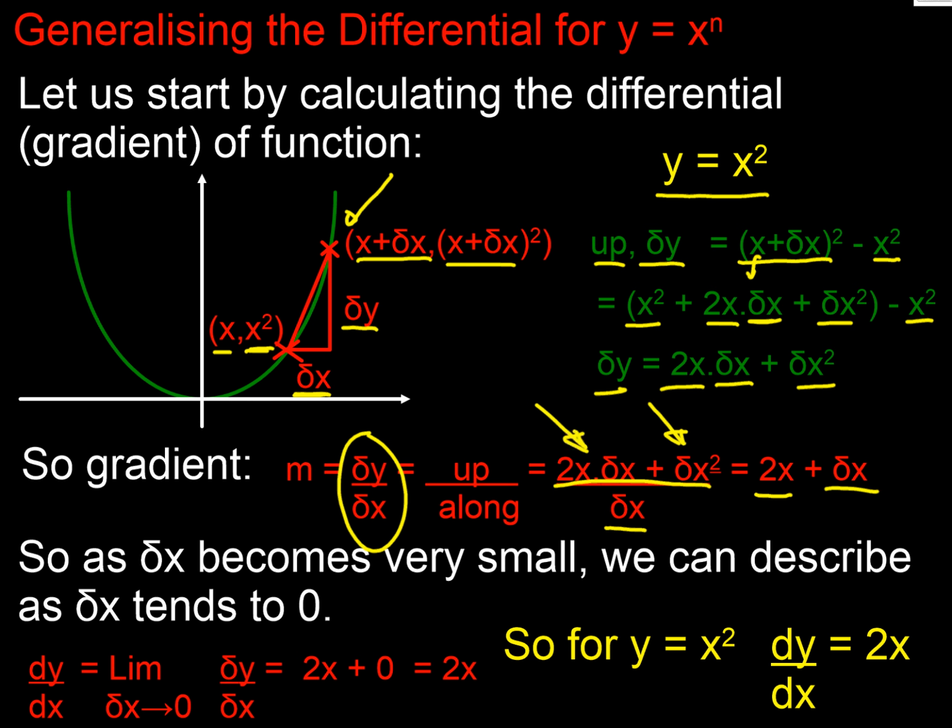Now, we're going to take our idea that we had before. We're going to make this triangle very small. In fact, we're going to make it infinitely small. So we're looking at what happens as delta x tends to 0. So our differential, our gradient, dy by dx, is the limit as delta x tends to 0 of delta y by delta x. Well, our first term remains at 2x, but our second term, which was delta x, becomes 0.